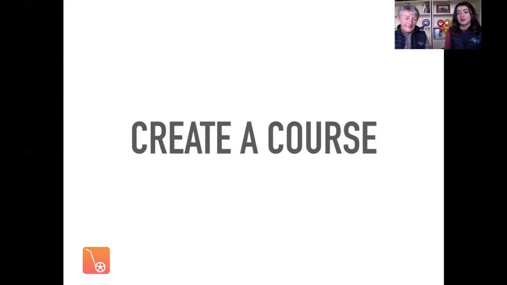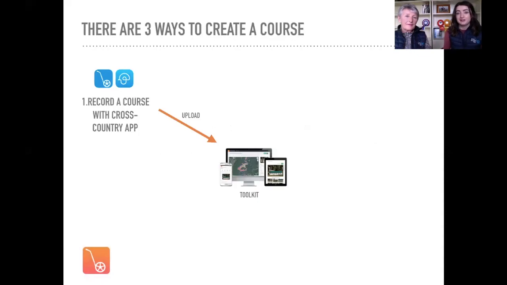So Josie just showed you all the great things you can do with a course once you have it in the toolkit. And now I'm going to talk about the 3 ways you can create a course. The first way, like I talked about previously, is you can record it with GPS using the CrossCountry iPhone or Android app and then upload it to the toolkit.